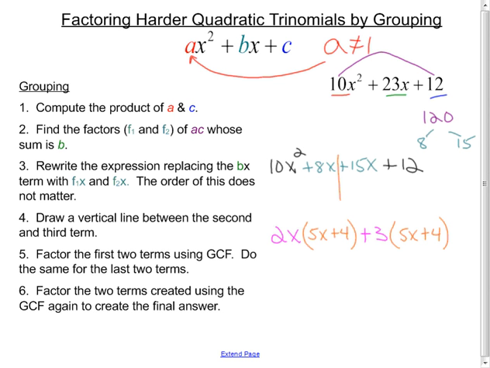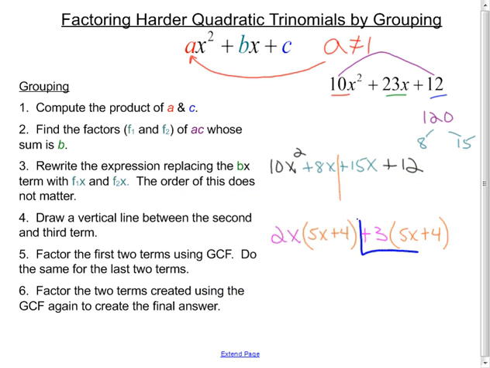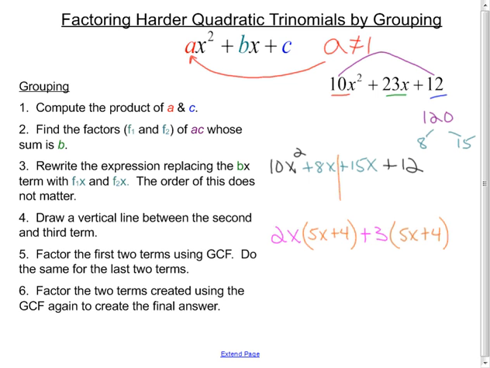Okay, now this brings us to step 6, where it says factor the two terms created using GCF again. I hope you can see this here. There are, in fact, two terms. The first term is 2x times the quantity 5x plus 4, and the second term is 3 times the quantity 5x plus 4. Visually, you should be able to see that what's common in both is a factor of 5x plus 4. It's a little fuzzy for some kids because this factor is a binomial. It's a set of parentheses, if you will. But I will, in fact, factor out the quantity 5x plus 4.